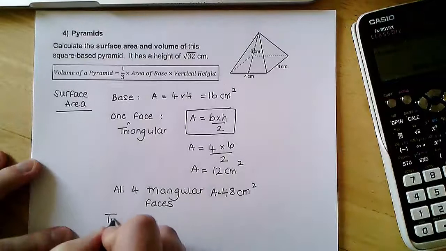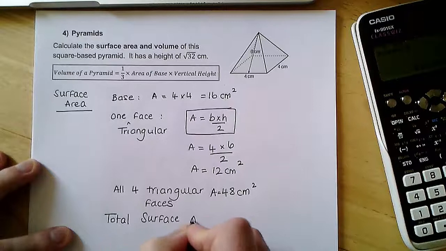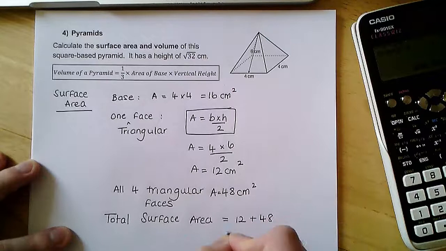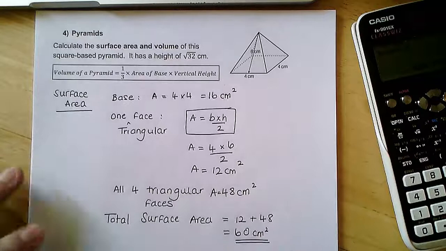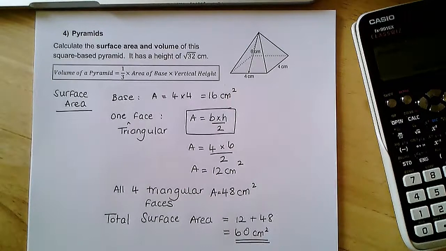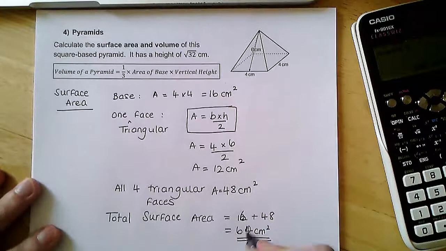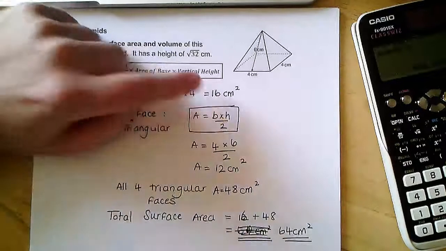So therefore the total surface area is 12 plus 48, which is 60 centimetres squared. Sorry, 16 plus 48, which is 64 centimetres squared. Because the base is 16, not 12, apologies.